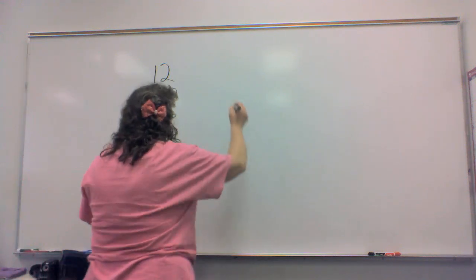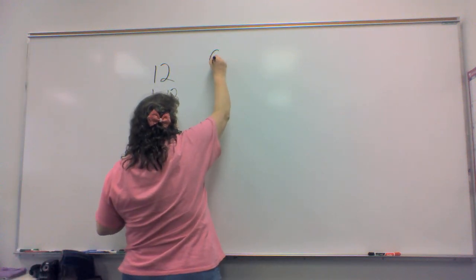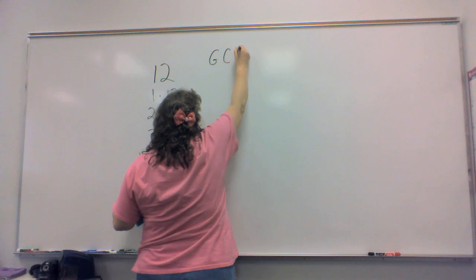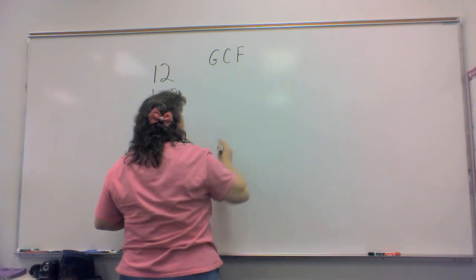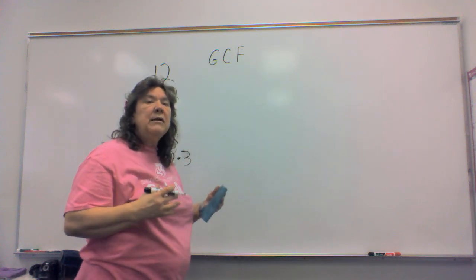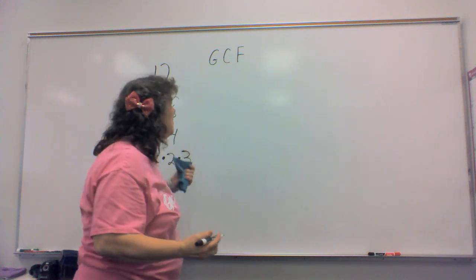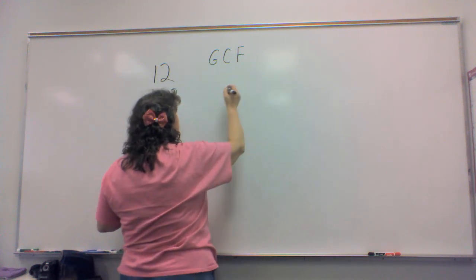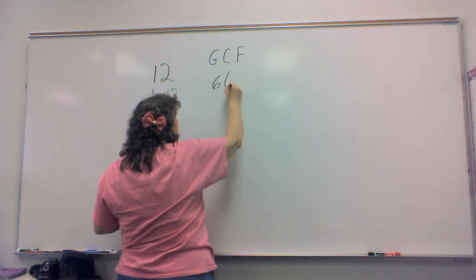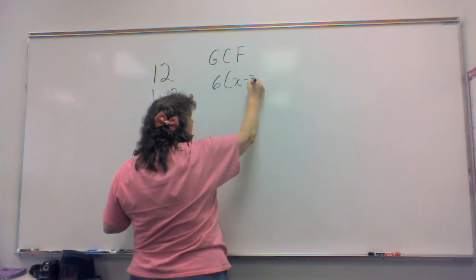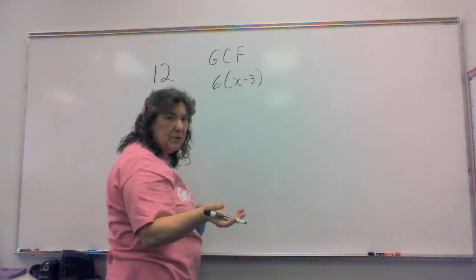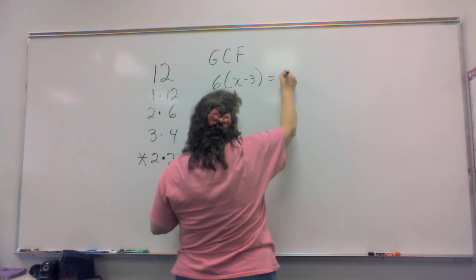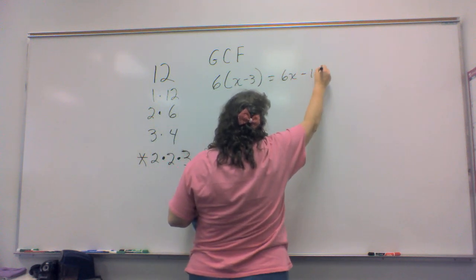So the first factoring method we're going to look at is looking at a greatest common factor. Now, what do we do to get a greatest common factor? Well, let's look at something simple. If I did 6 times x minus 3, which we call the distributive property, this was 6x minus 18.